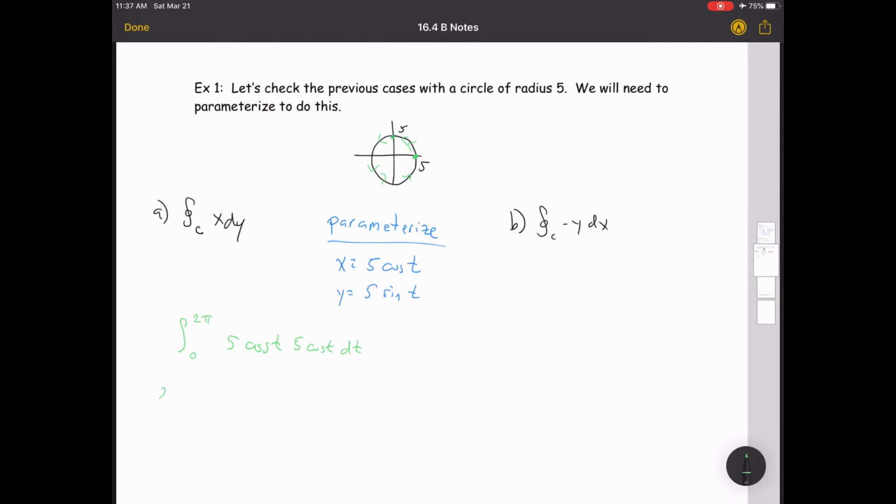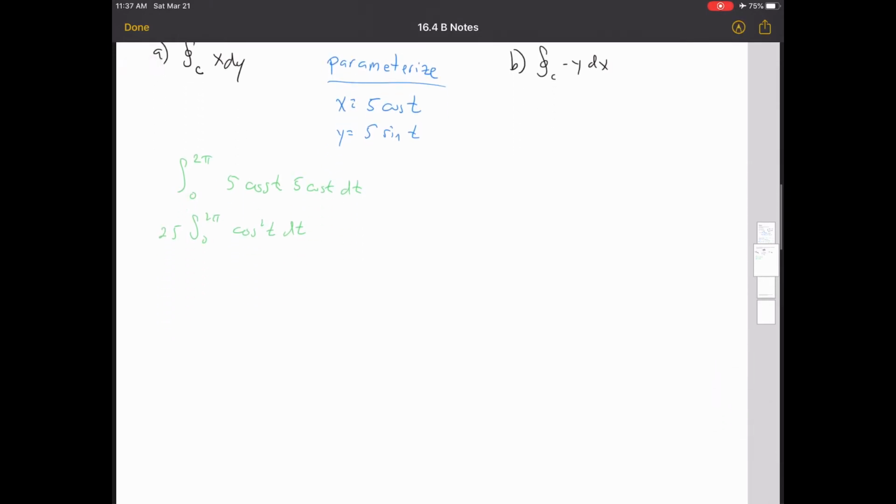So we're going to have 25 on the outside, integral from 0 to 2 pi of cosine squared t dt. We're going to have to use the reduction formula for cosine squared. Probably just be the easiest here to do it that way. So we're going to have 25 integral 0 to 2 pi. The reduction formula for this one is 1/2 (1 plus cosine of 2t) dt. I can pull that 1/2 out to the front and take antiderivative.